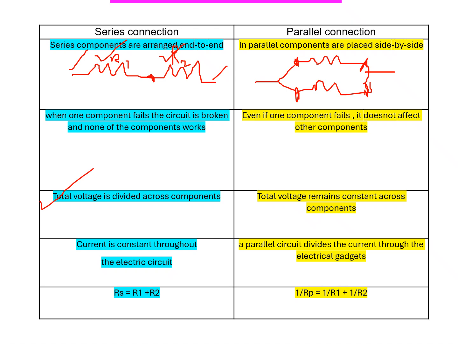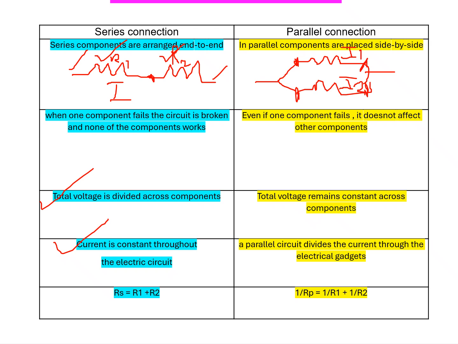Now what happens to the current in series connection? It remains constant. Suppose I is flowing, the I is a symbol for electric current. So if I is flowing, you will say that same amount of current flows through resistor R1 as well as resistor R2. But here it divides. How does it divide? It divides as I1 and I2. But the sum of both the currents, I1 and I2, will be equal to total I. So here current is constant throughout the electric circuit, that is in series connection, and in parallel circuit it divides the current through the electrical gadget.